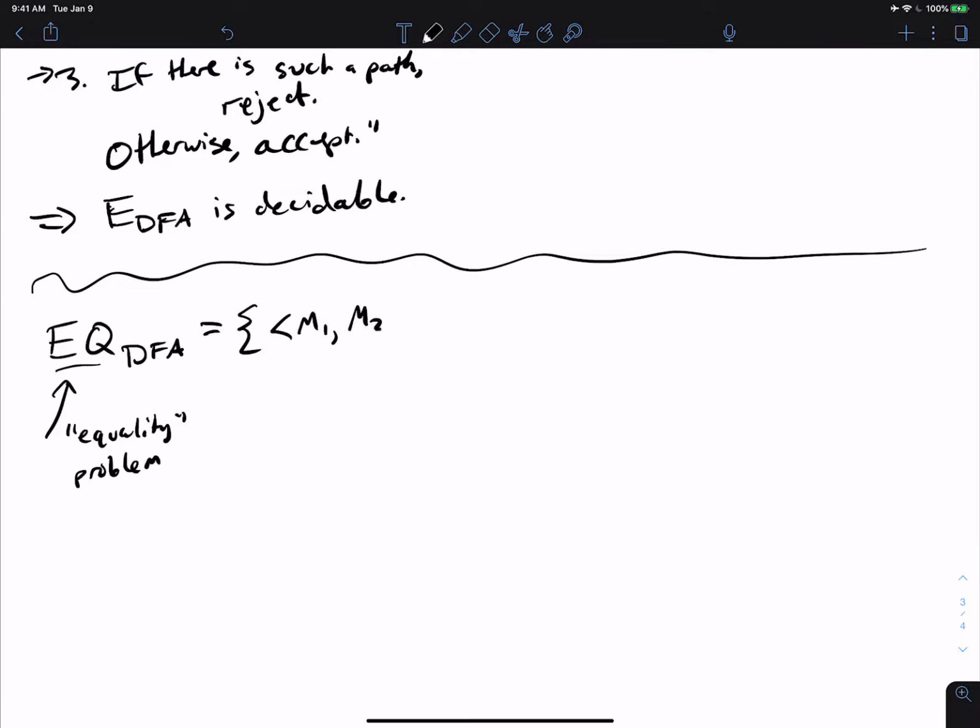So this problem has 2 DFAs. So M1, M2 are DFAs. And the language of M1 equals the language of M2. So these 2 DFAs, although they may look completely different and have different states, different sets of final states, for example, they have exactly the same language. They accept exactly the same strings. So they do literally the same thing.